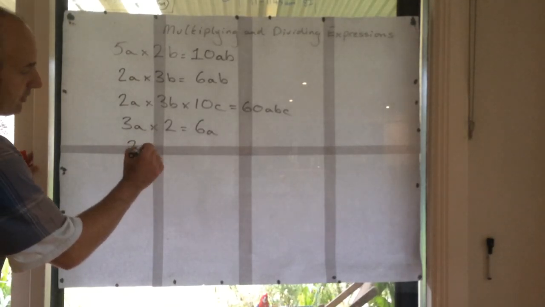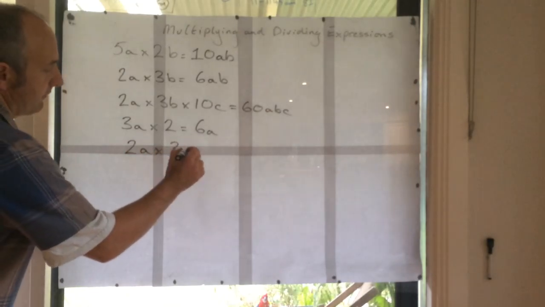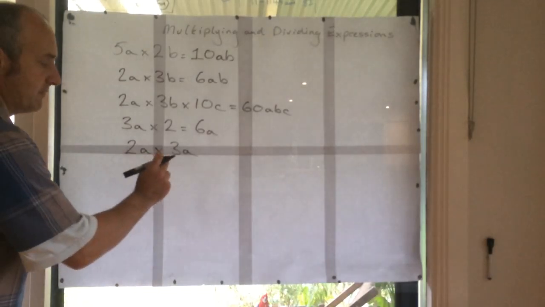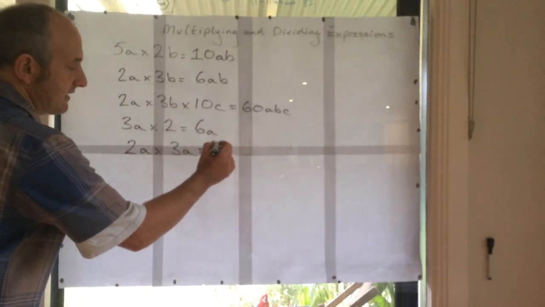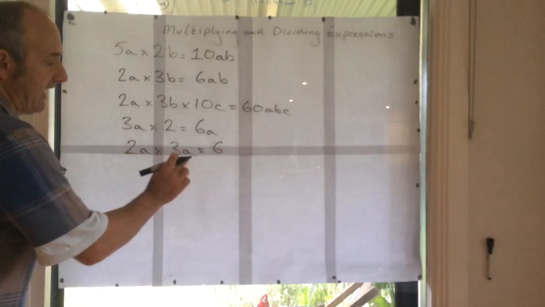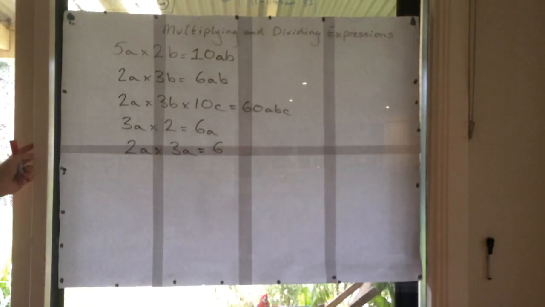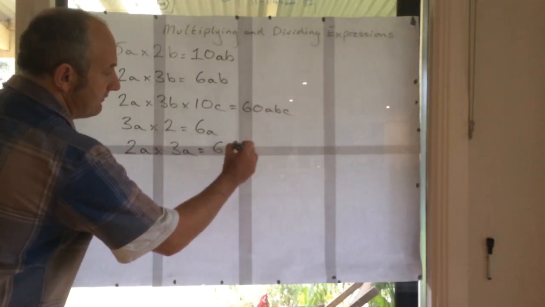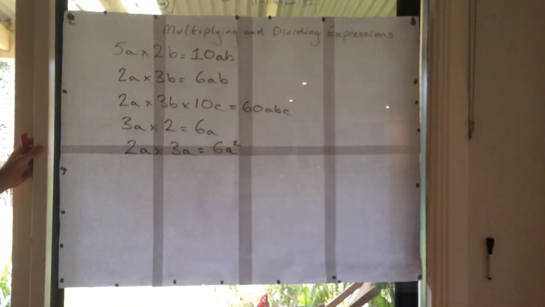Now, say for example, what if we've got something like this? What if we've got 2a times 3a? Okay, now this is where we come back to our laws of indices. So, 2 multiplied by 3 is 6. But what is a times a? a times a is a squared.